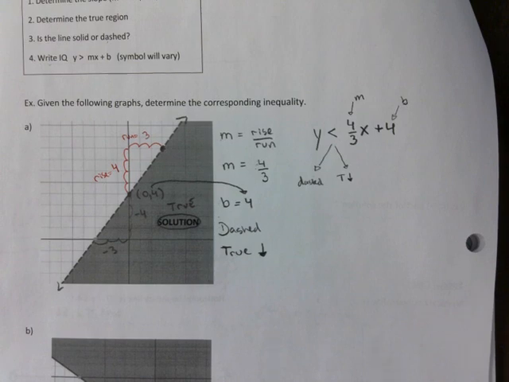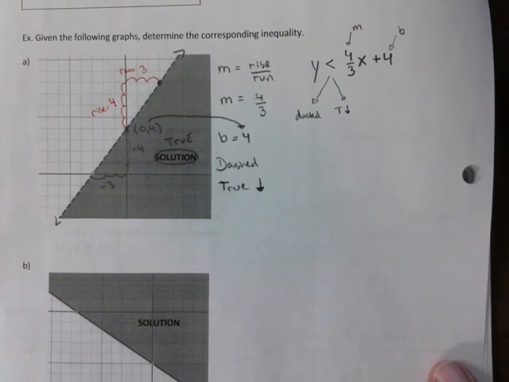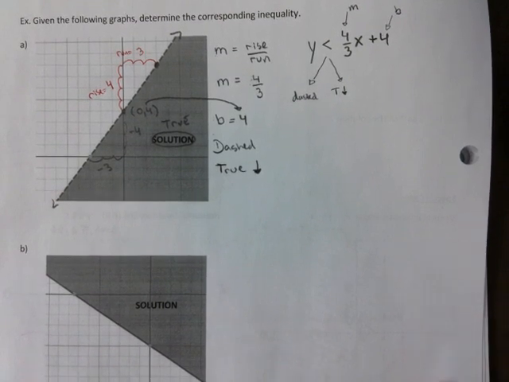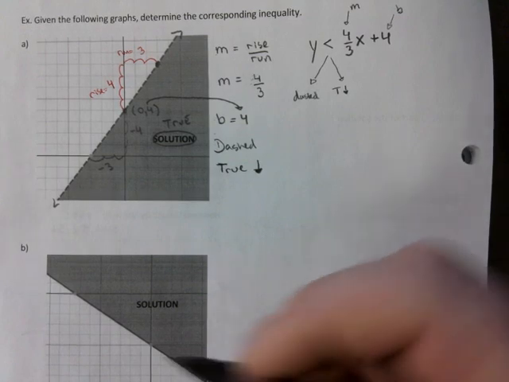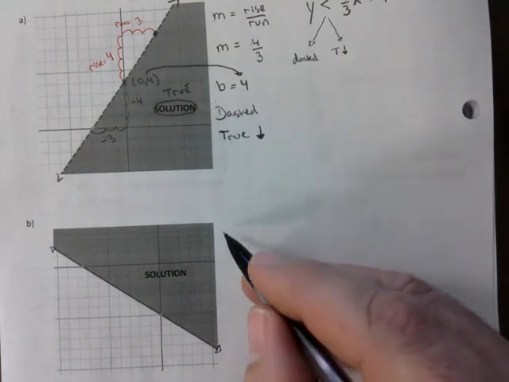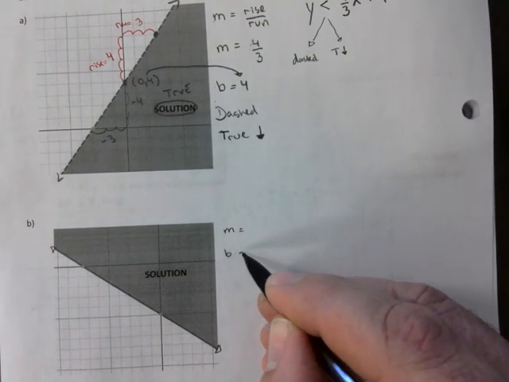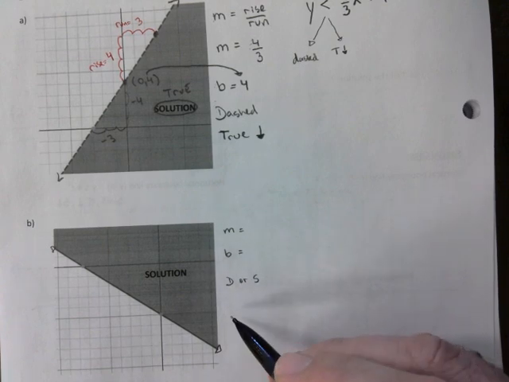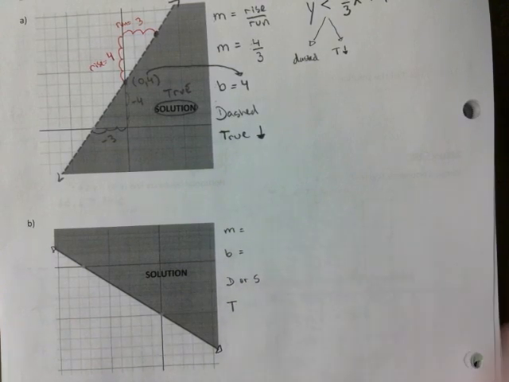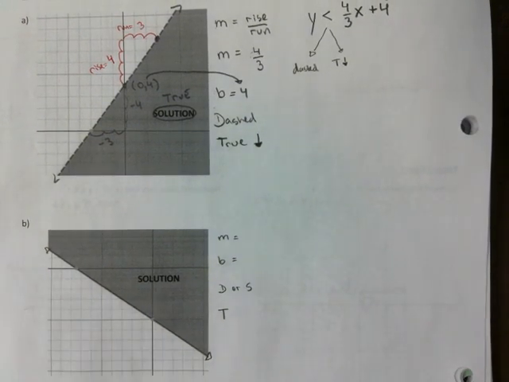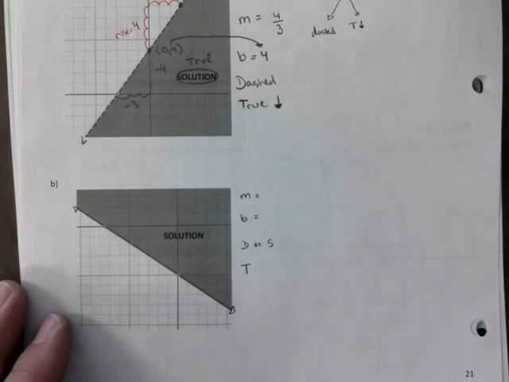Give this one a try, guys. Remember, don't be scared. There is 0 risk right now. Absolutely no risk. If I give you this one below here, it's basically what you want to do is this. Go through this. You want your slope, you want your intercept, you want to know if it's dashed or solid, and you want to know where the true region is. So try to figure that out, and then put it together like a puzzle. See how you did here.